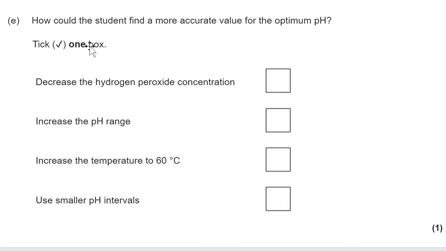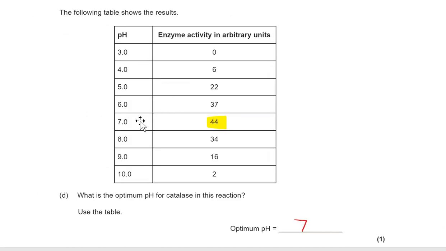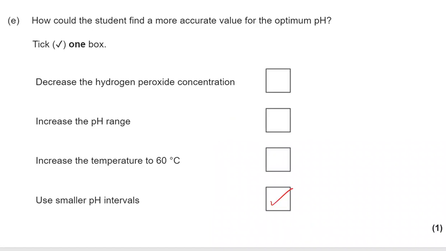On to part E, how could the student find a more accurate value for the optimum pH? Well, what you would need to do is take smaller pH intervals. So for example, if we had a pH of 7.5 and 6.5, or even going to 6.9, 7.1, we might find it was higher than 44. So we would use smaller pH intervals.